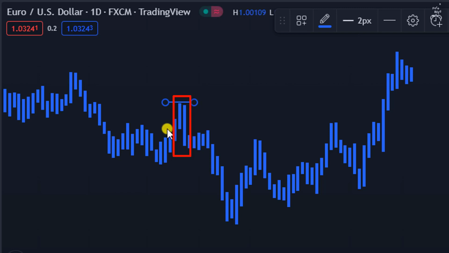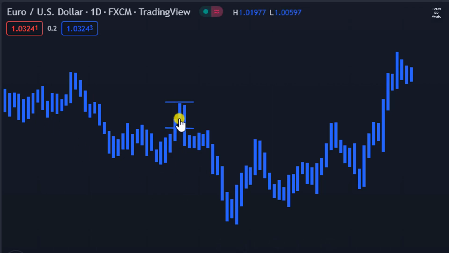Right here you can see that this candle is below the previous candle. The high and low of this candle is below the high and low of the previous candle. Then this is a bearish pattern. When you find such a pattern, you will get a signal for the market to go into a downtrend.